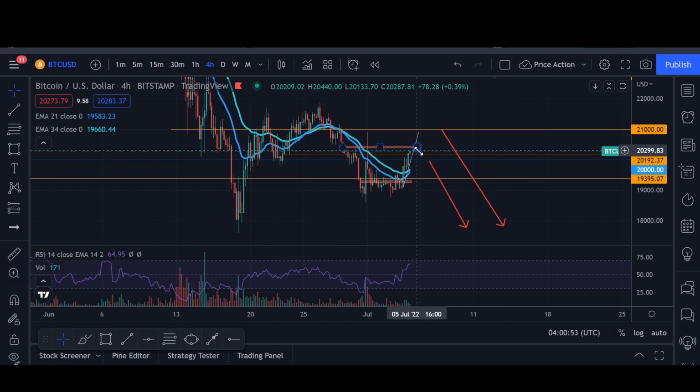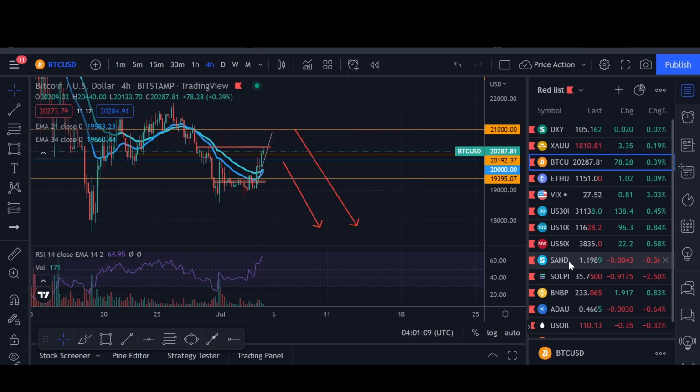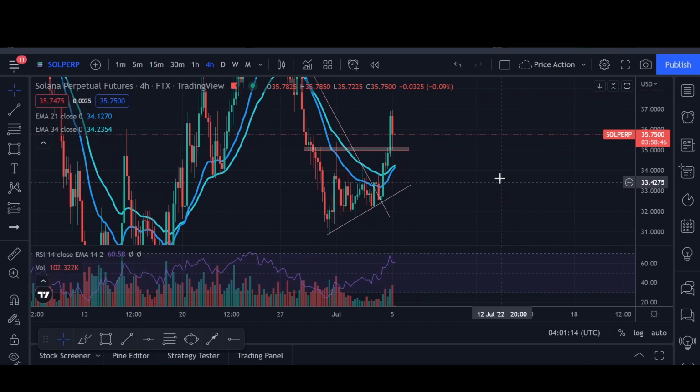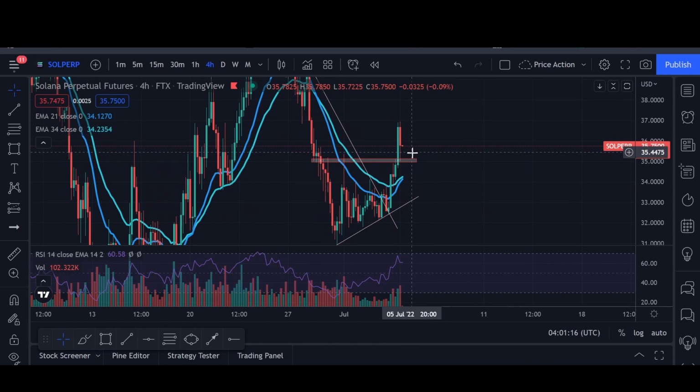So the first short, let's say if Bitcoin hits 21k again, I will be looking for shorts at 21k. And if Bitcoin right now drops back below 20k, that will also be my short trigger. And once this happens, I would go over to Solana to check for entries. So let's say if Bitcoin goes below 20k, I will look for shorts below the $35 region.